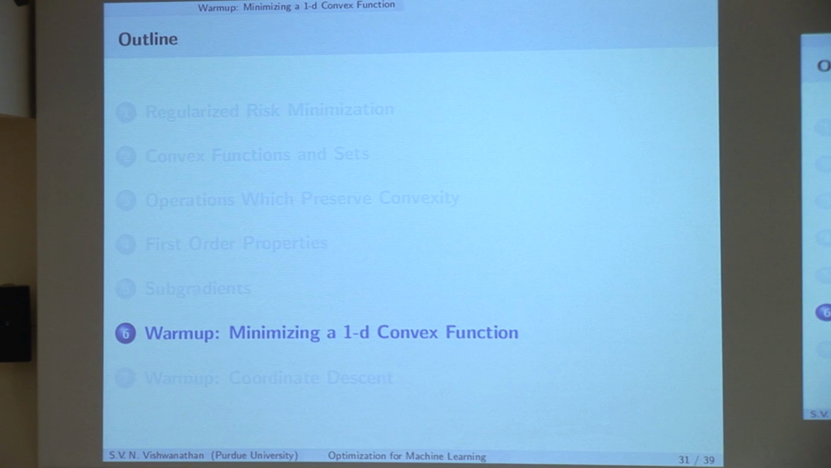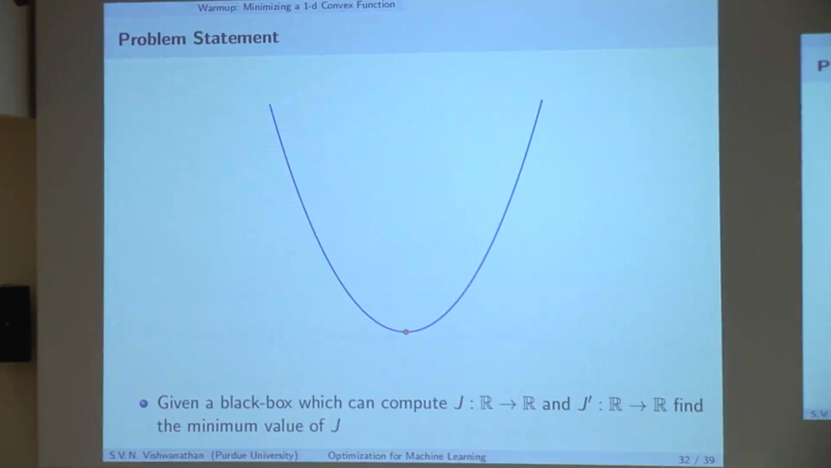Let's try and minimize a one-dimensional convex function. This is a nice exercise and gives you many insights about what you can do. The task is clear, and this is usually how you specify the problem in optimization as well: I give you a function. The function is some black box. The only thing I tell you about the function are two pieces of information: that the function is convex and it is smooth.